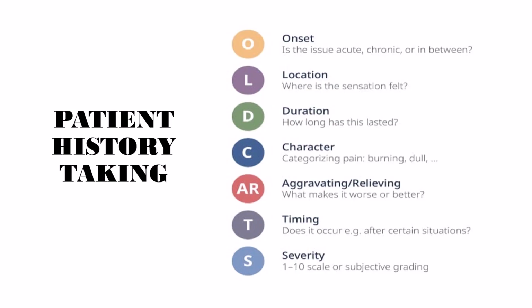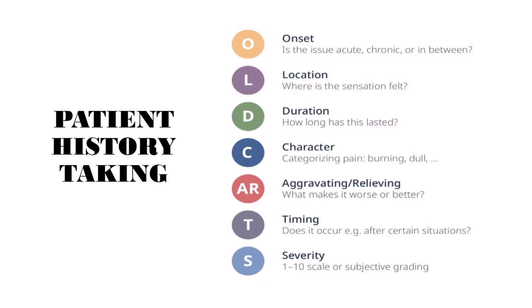Last one, I want to tell you about patient history taking, because for any kind of disease or any condition of the patient, history is a very important part. History plays a very important role in explaining the disease. So whenever the patient history has to be taken, we call it OLDCARTS. Onset: where exactly the issue started, whether it is acute or chronic or in between. It started suddenly, or from a long time the patient is getting pain.